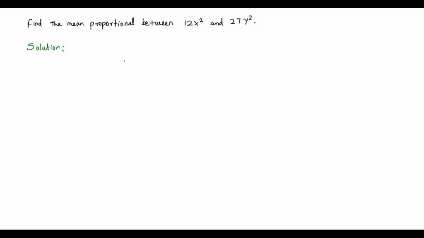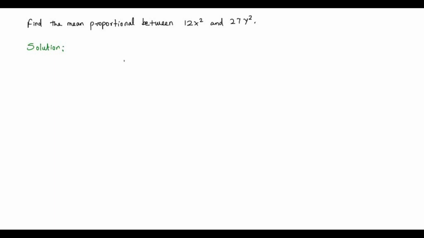Here we have a problem on proportion. Let's read the question. Find the mean proportional between 12x square and 27y square. There are two terms, 12x square and 27y square. We have to find the mean proportional between these two terms.